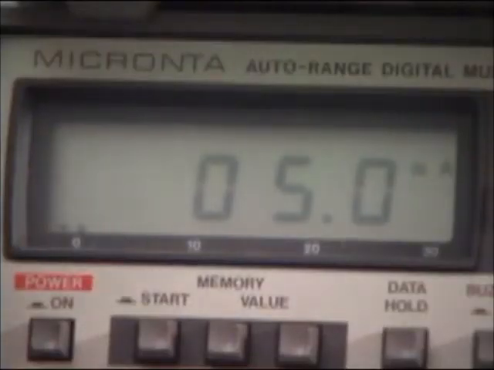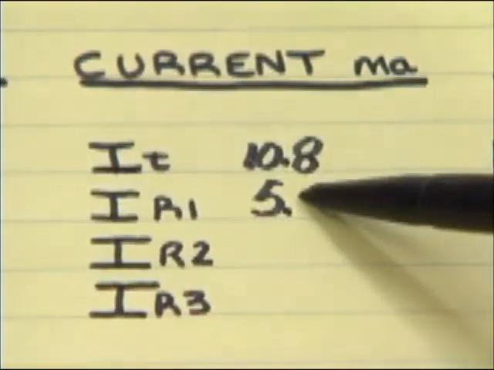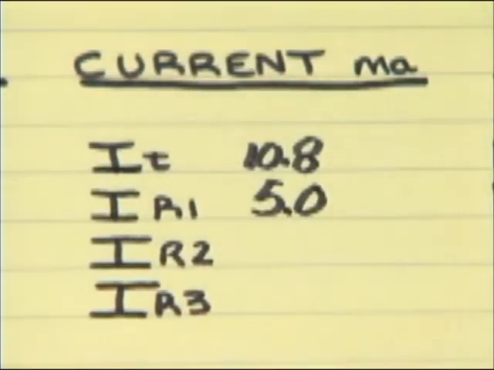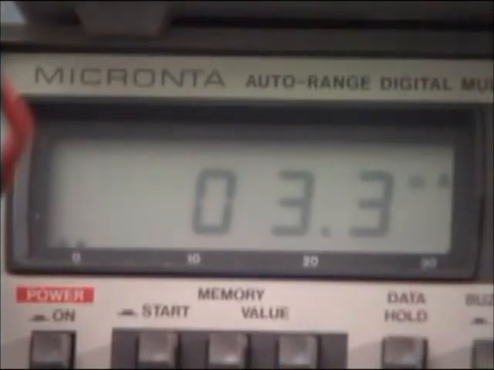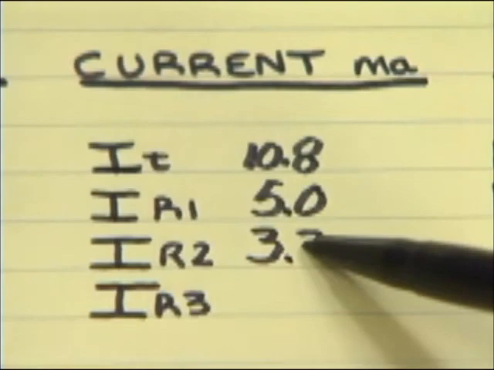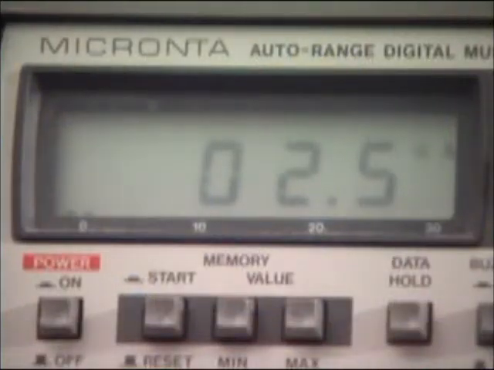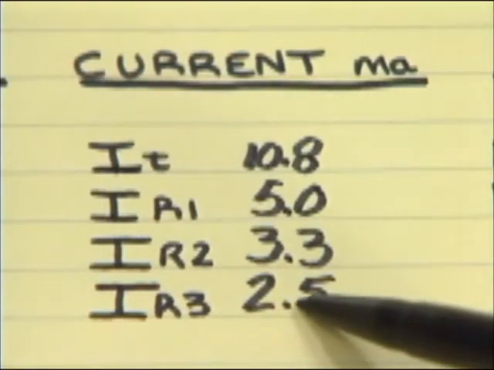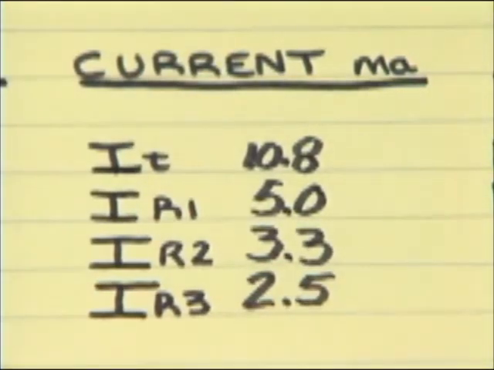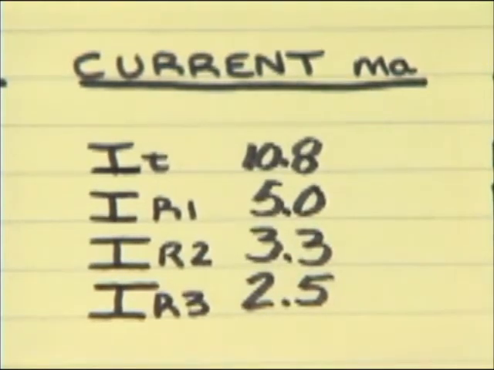Check the ammeter in branch 1. It's reading 5.0 milliamps. Record this for IR1. The ammeter in branch 2 is reading 3.3 milliamps. Record this for IR2. Finally, the ammeter in the third branch is reading 2.5 milliamps. Record this for IR3.